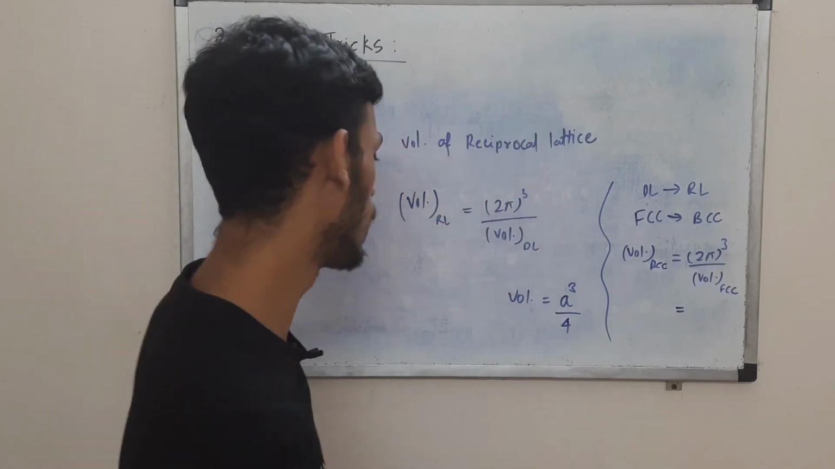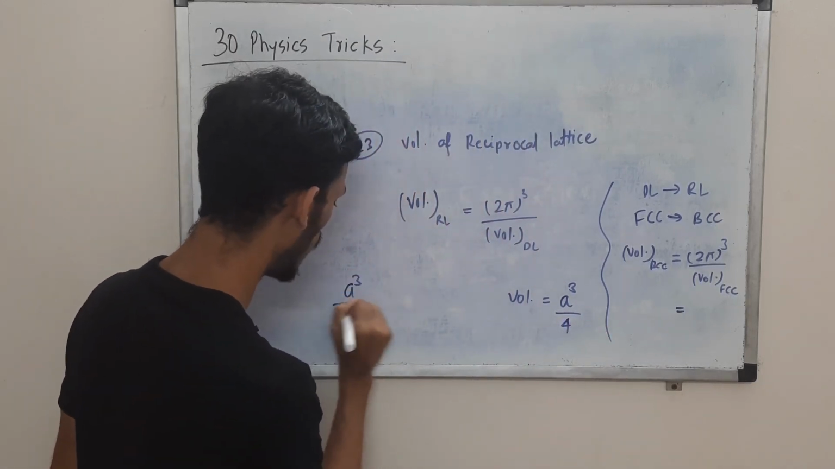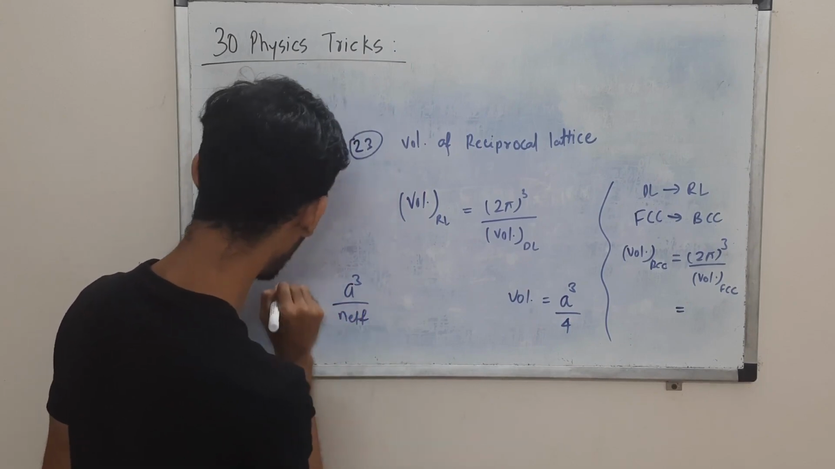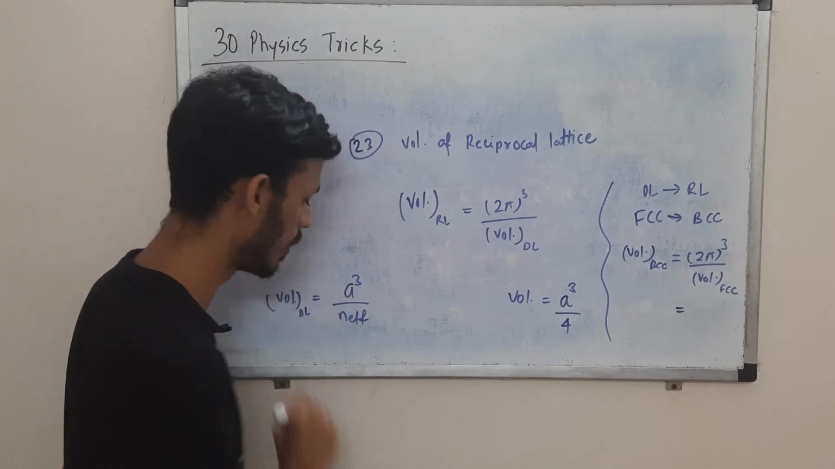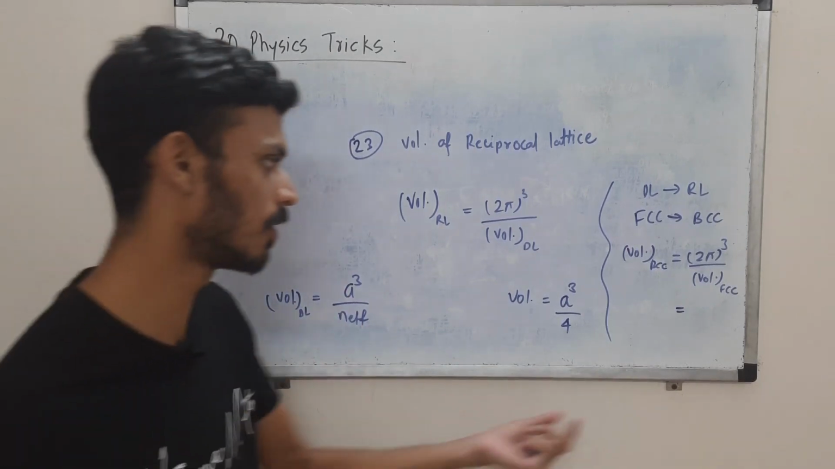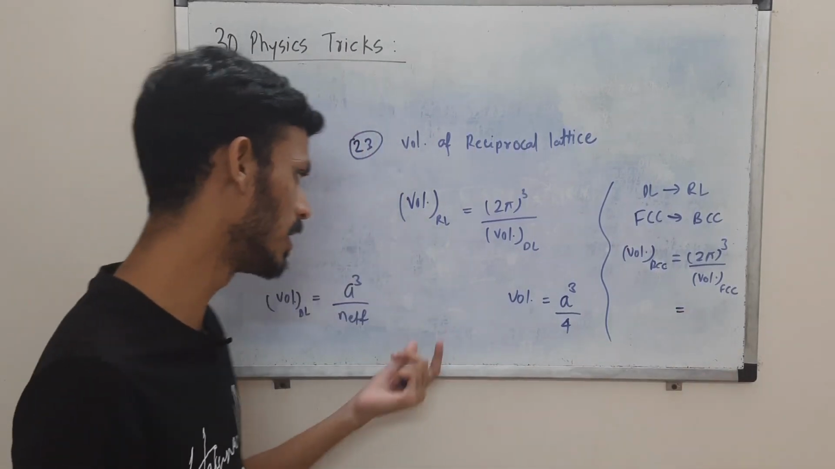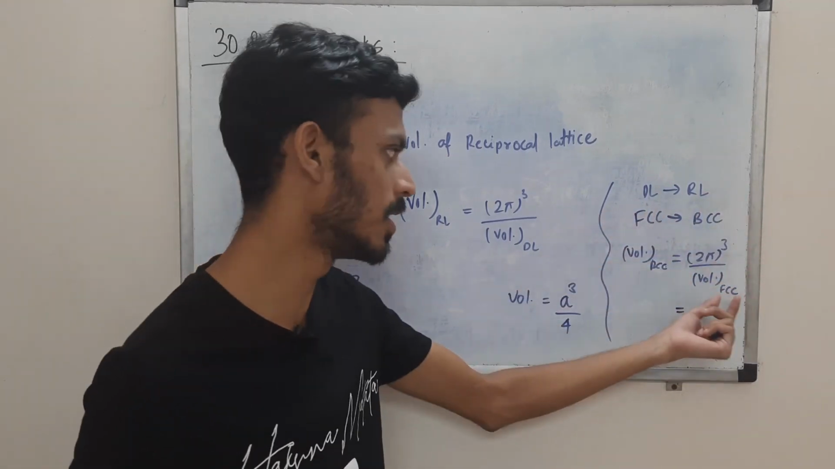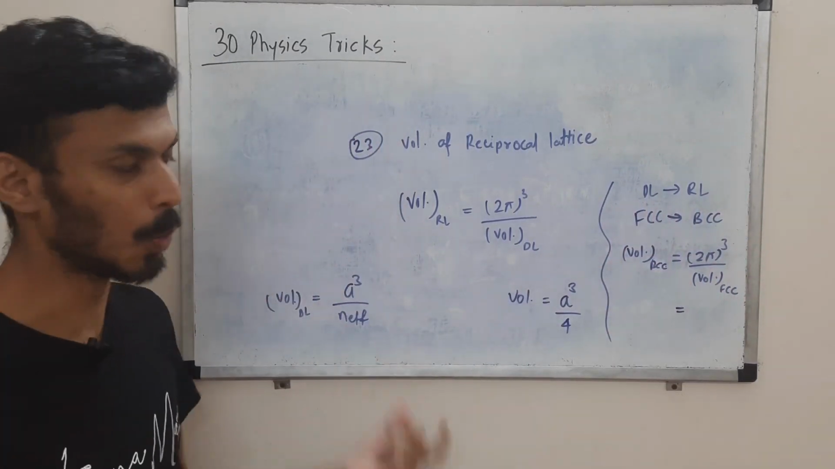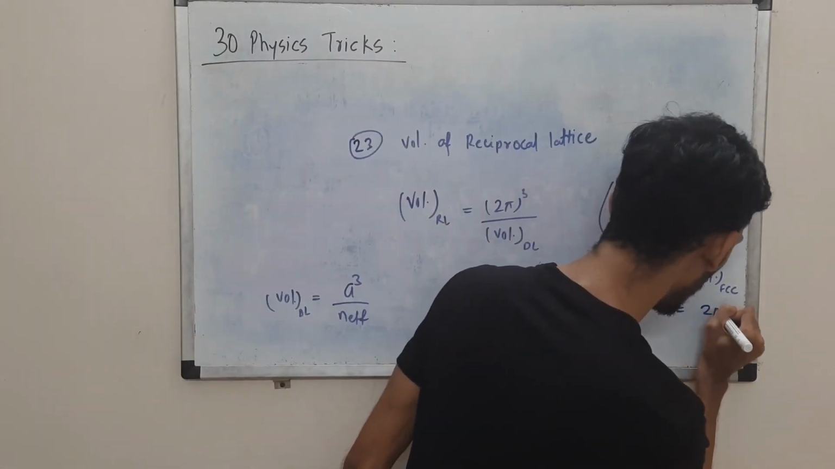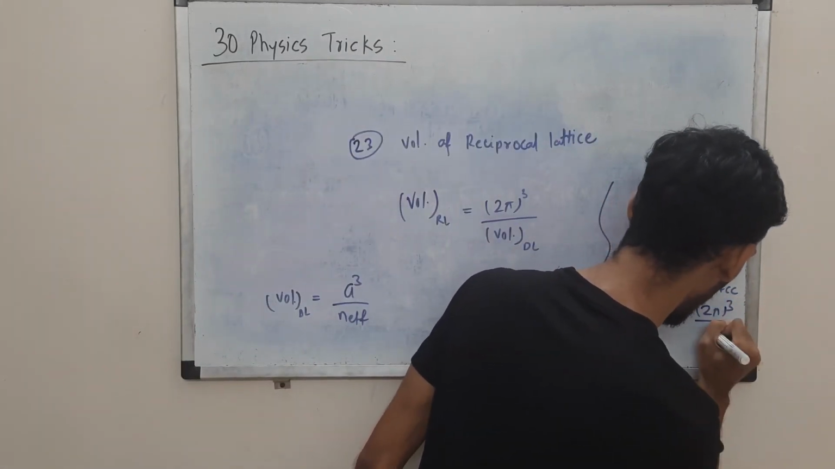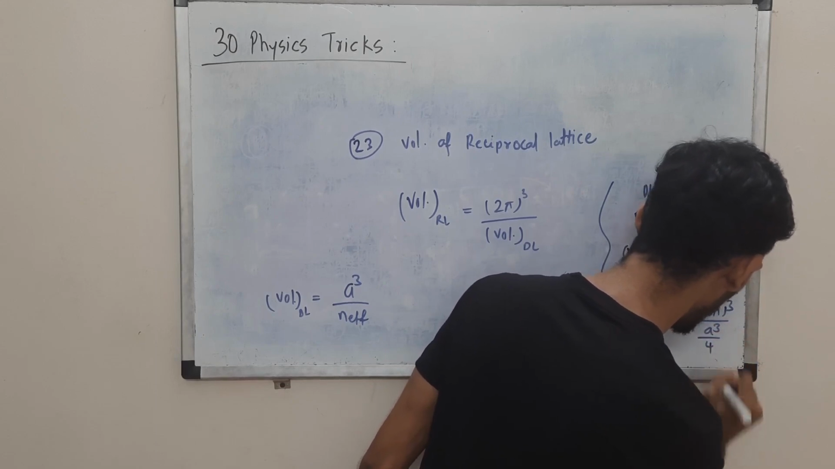Or you can use the logic basically a cube and you have n effective, right? This is the volume of direct lattice. So this is one more thing to remember, a cube by n effective. Okay, for FCC it will be 4. For BCC, if you were going from BCC to FCC, this would have been a cube by 2, right? So for FCC, now volume of FCC will be a cube, but it is divided among 4 atoms, right? A cube, it is divided among 4 atoms.